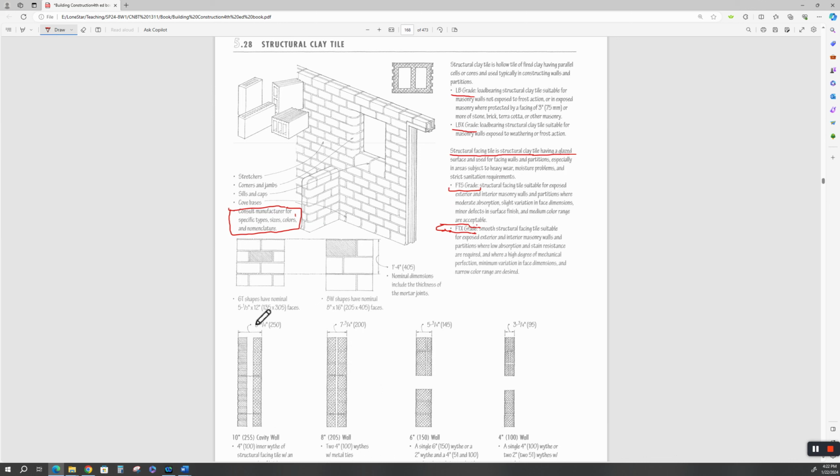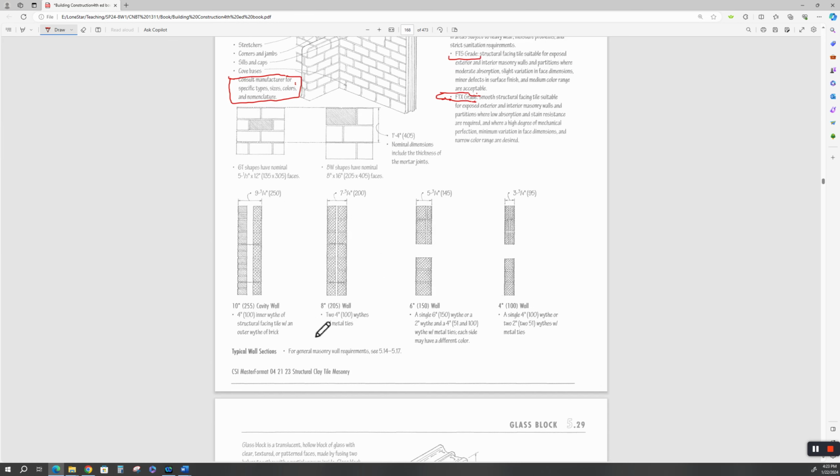6 T shapes have a nominal 5 1/3 by 12 inches, and 8 W shapes are this dimension. Your mileage is going to vary. Nominal dimensions include the thickness of the mortar joints. So if you went and measured one of these, it's not going to be 8 by 16. That 8 by 16 includes your mortar joint.